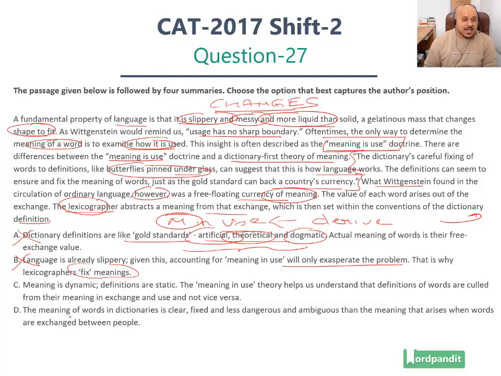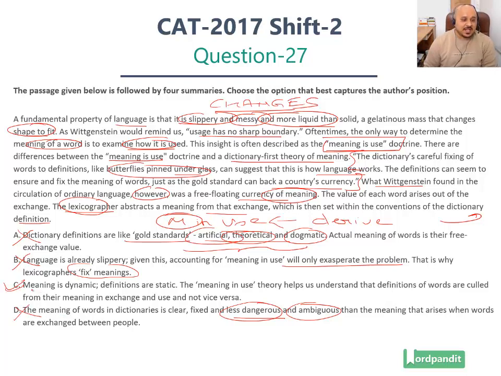Option number D, the meanings of words in dictionaries is clear, fixed, less dangerous and ambiguous than the meaning that arises when words are exchanged between people. There is no sentiment of danger and ambiguity implied when he talks about meanings in use. And lexicographers, when they set the meanings of words in dictionary, they use these meanings in use.